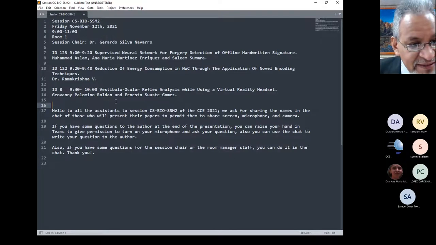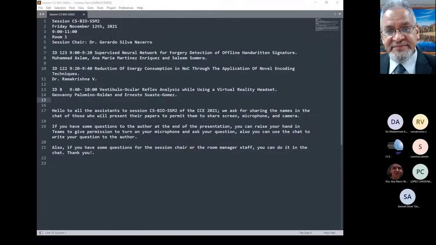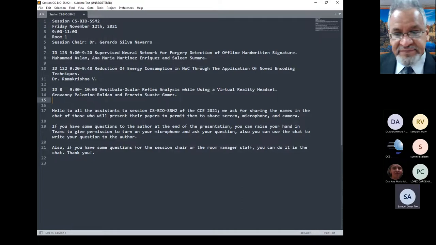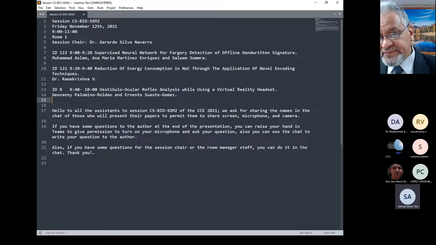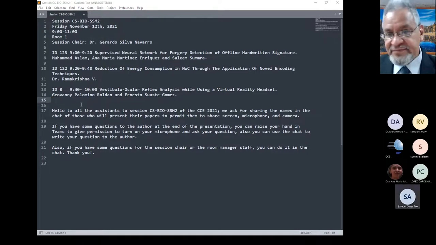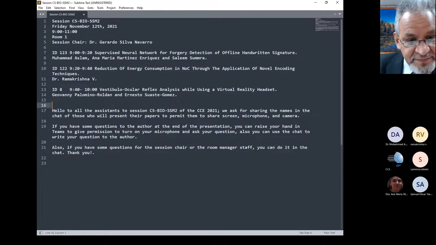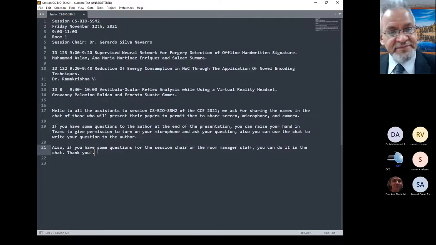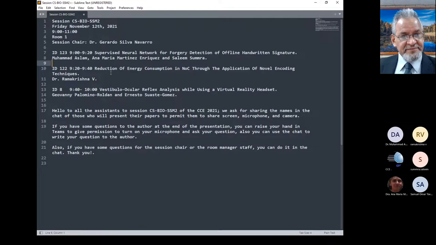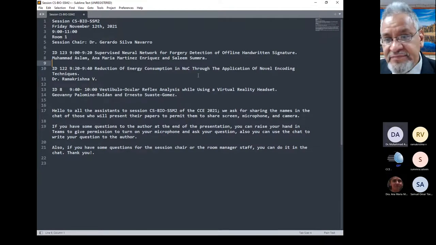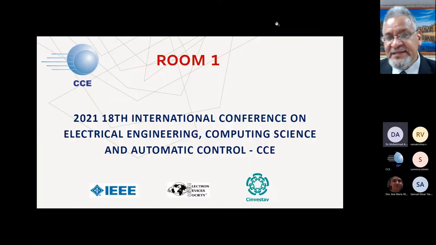So we have in the program the last paper, but I don't know, Samuel, if Giovanni Palomino is ready to present. I don't see in this session Giovanni Palomino Roldan or Ernesto Suaste Gomez. I'm trying to call him, but neither of them are here yet. Doctor, I am going to present the paper of Summra Saleem. Okay. You can switch.